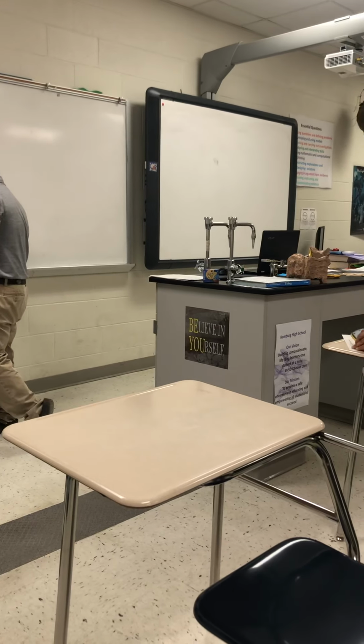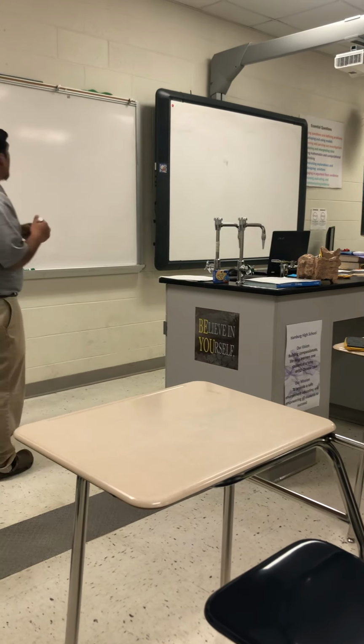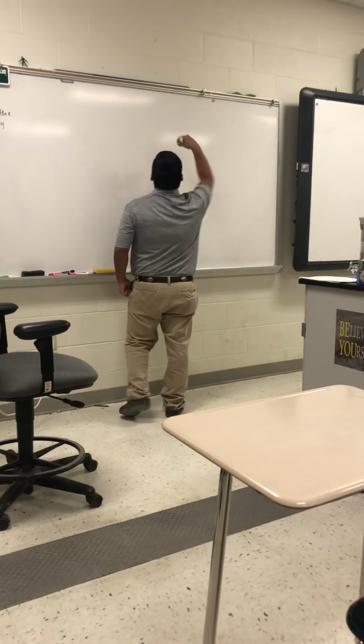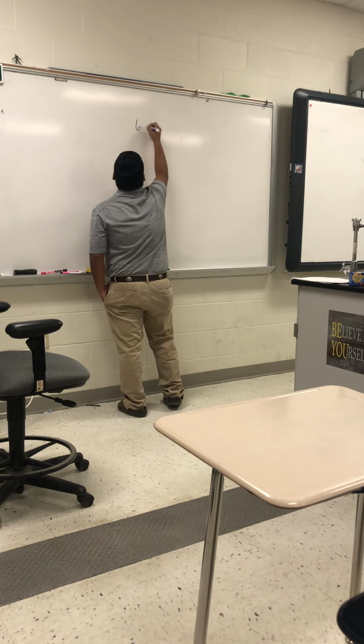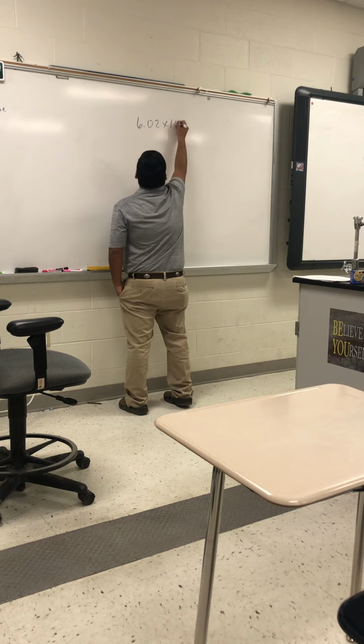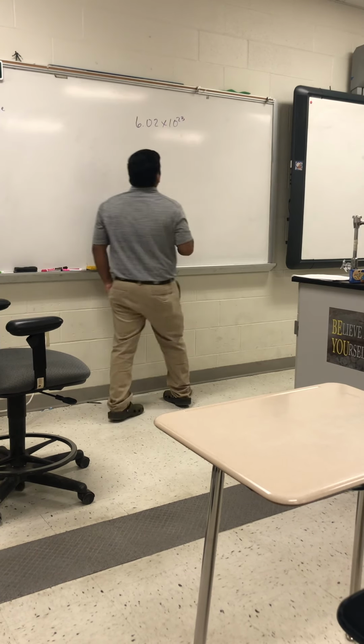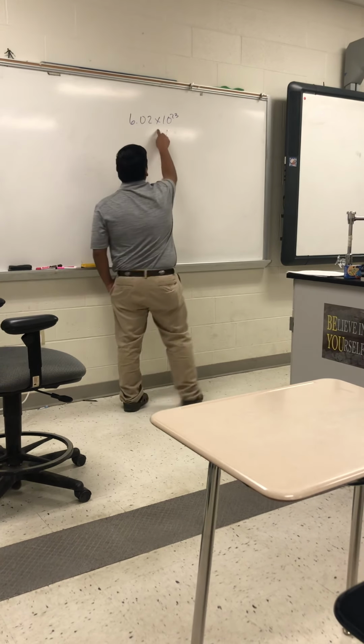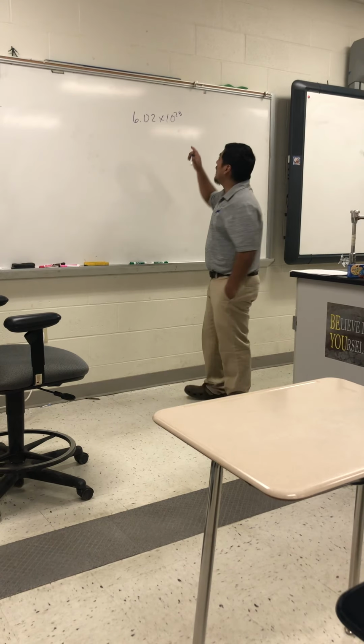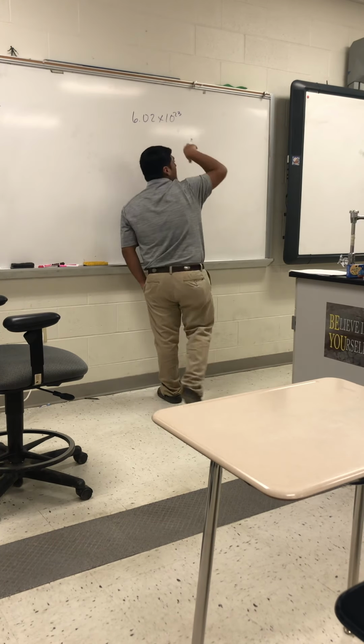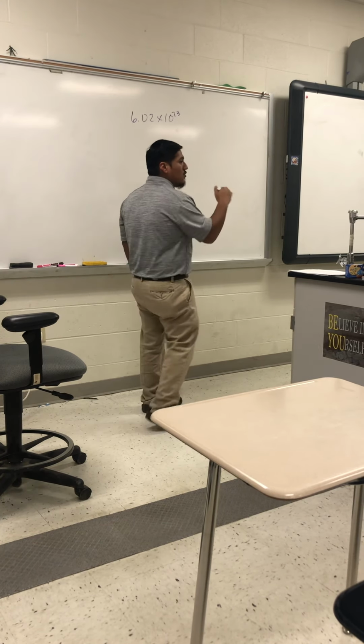So, we just talked about Avogadro's number, and what is Avogadro? 6.02 times 10 to the 23rd particles. Alright, so what we're talking about today, this is the number that we need to know. When we're talking about Avogadro's number, it can mean more than just one thing.